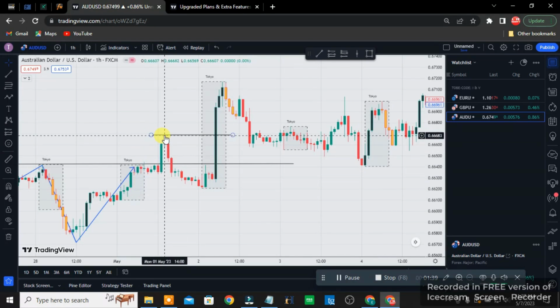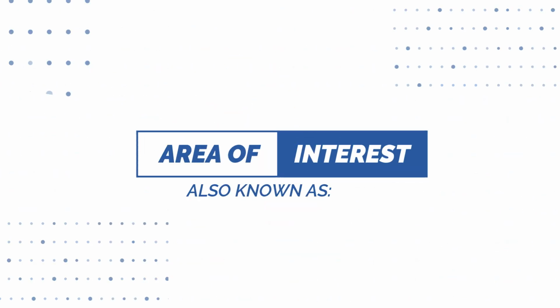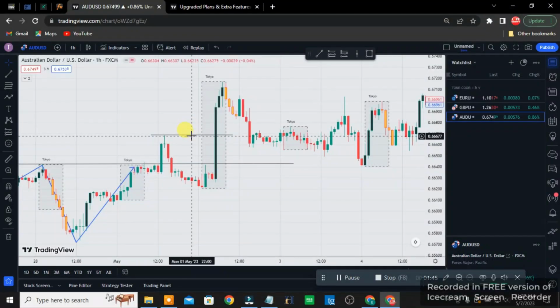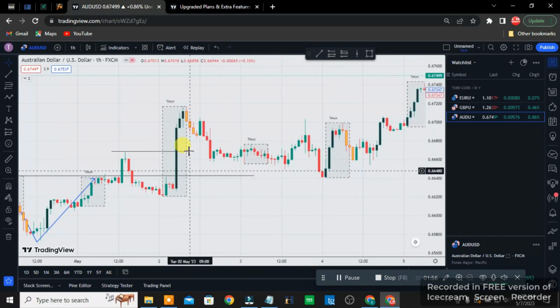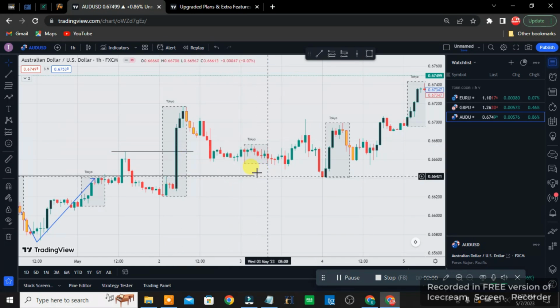So that swing high that price made before the move to the downside is my area of interest. I will set an alert here and just walk away and go do something else. Once price breaks above this swing high, then I will be looking to take my trade. But I will not be taking my trade just because of a breakout. No, I need to see a retest.